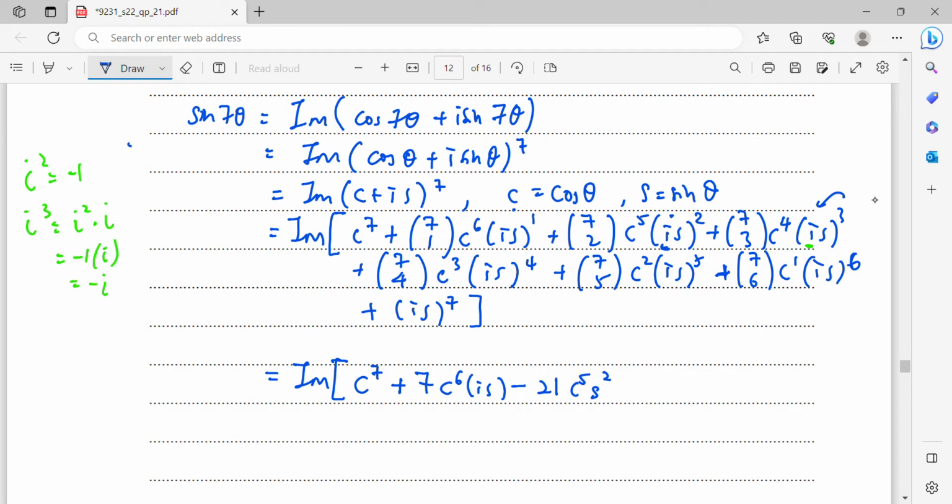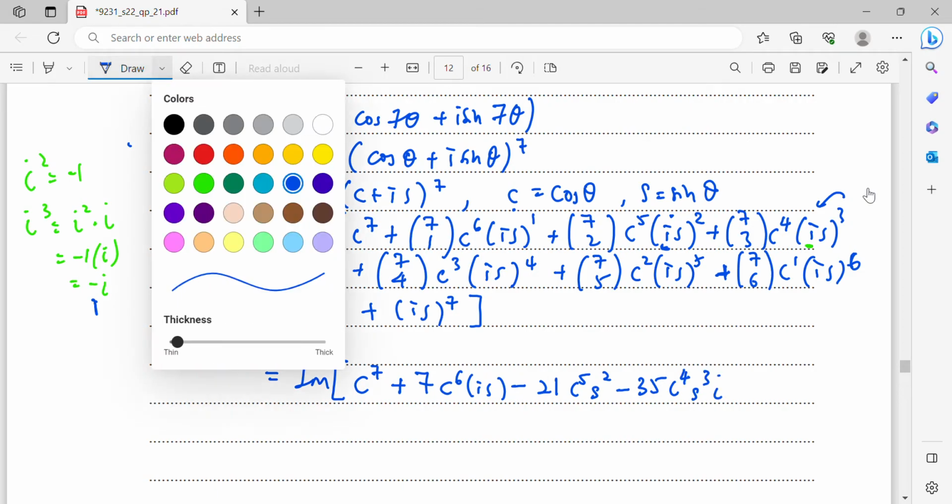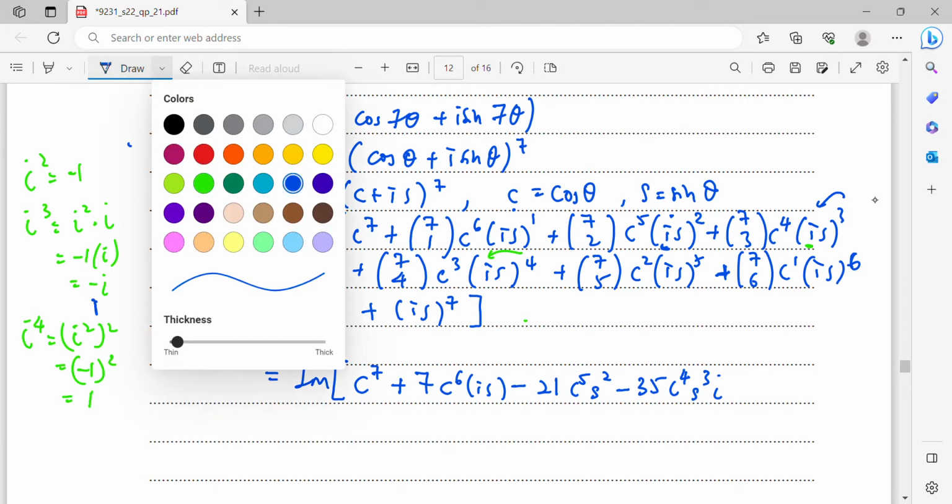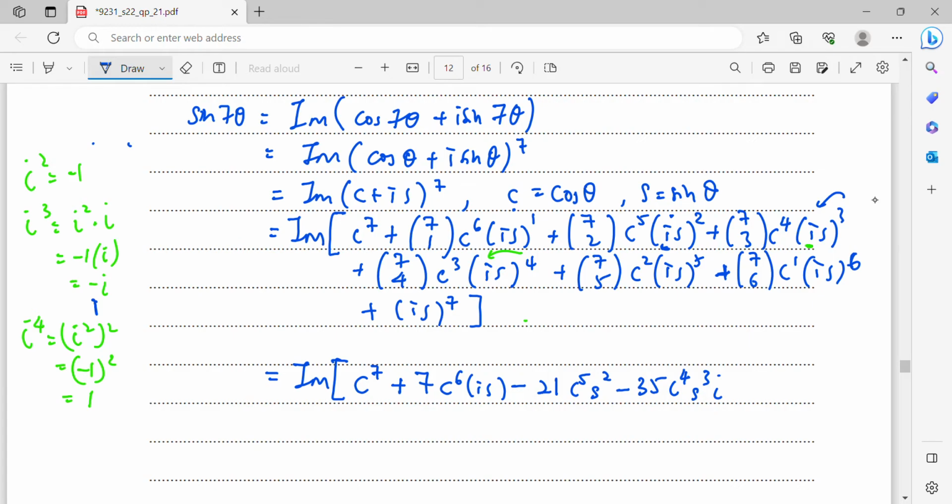So 7C3 is 35. Okay, so together with this minus I, it will be negative 35 C degree 4 S cube I. Then I degree 4. So when you consider I degree 4 here, I degree 4 is the square of I squared. So I squared is minus 1. So the square of minus 1, I will be getting 1. Alright. So then 7C4 is going to be 35. So I will get plus 35 C cube S degree 4.